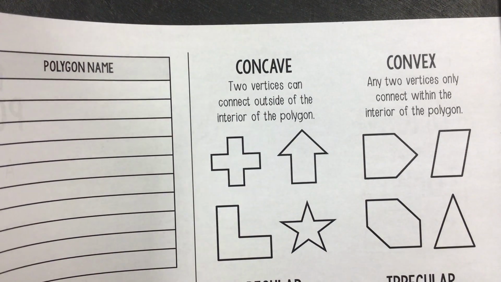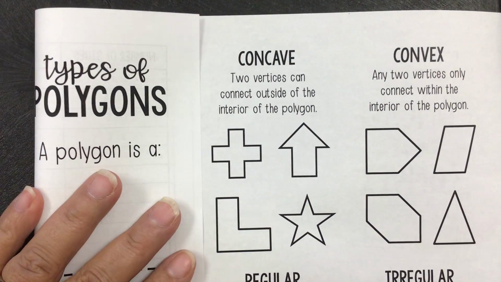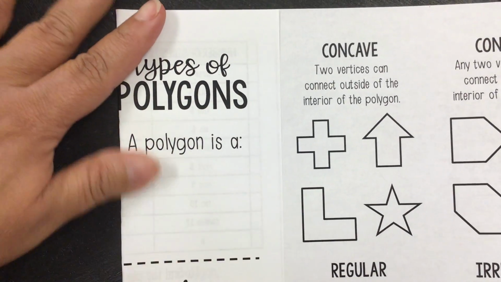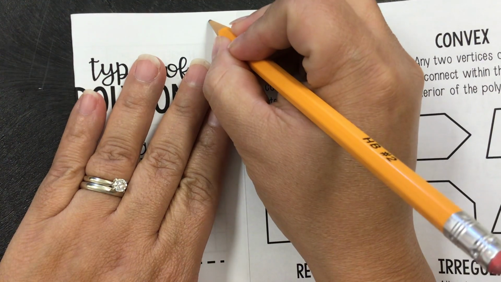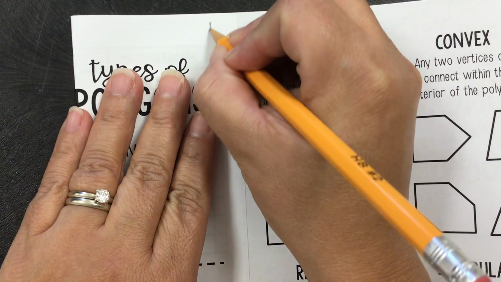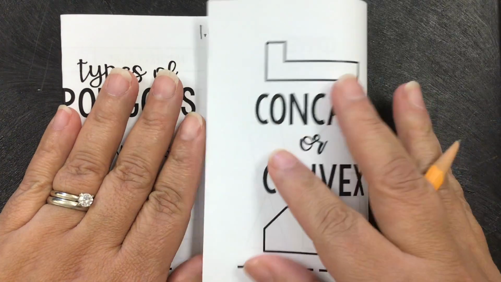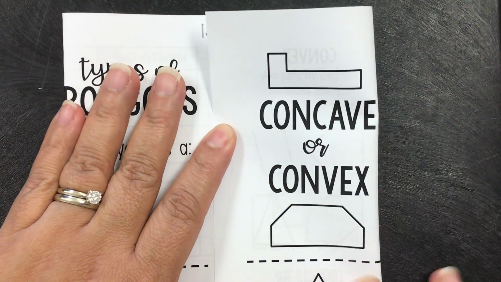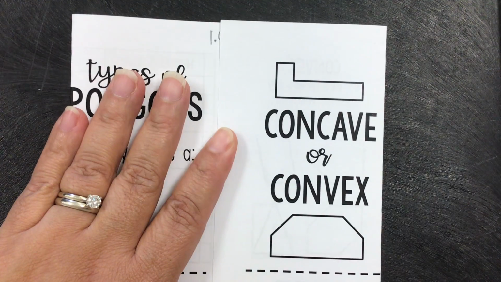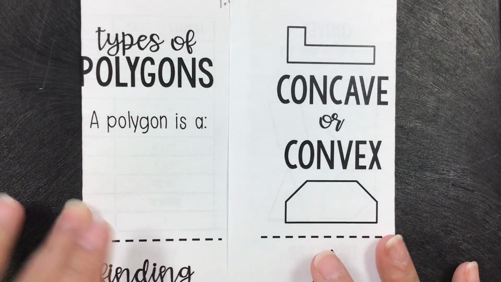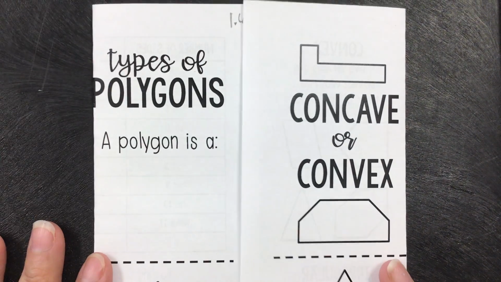This is section 6.1. We're going to fold this in towards the center. I'm going to write it up here: 1.6. This section was at the beginning of the school year, but it didn't apply to anything that we were doing. This is the perfect place for it. That's why I moved it over here.